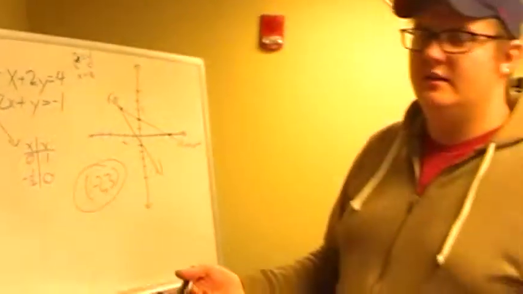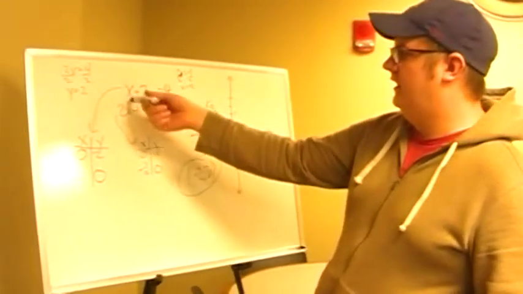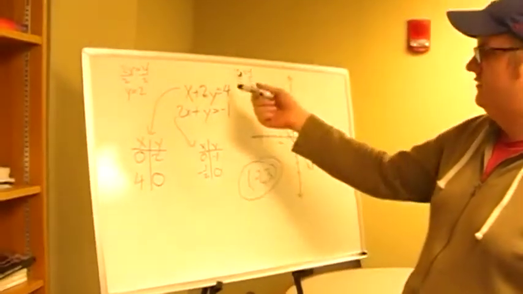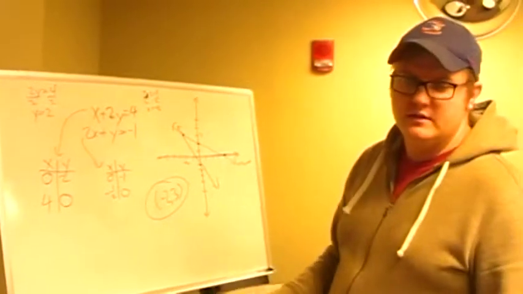You can always go back and check these answers. If you plug in the negative 2 for the x and a 3 for the y, you'll see that both of the equations work out as 4 and negative 1, and that's how you know that it's the point of intersection.